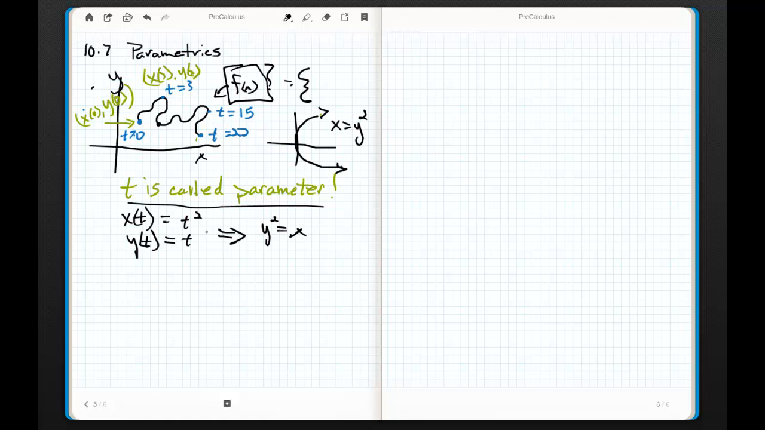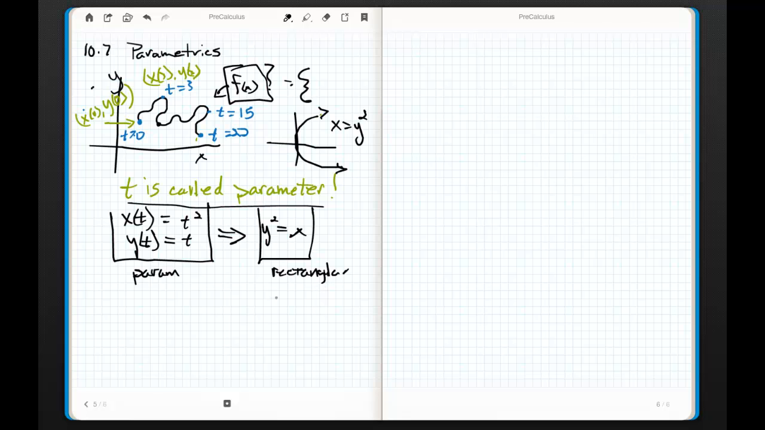Because x equals t squared and y equals t. So there's nothing to it. This is a parametric way to write this rectangular way. So this is parametric, and this is rectangular. All right? That's kind of interesting.